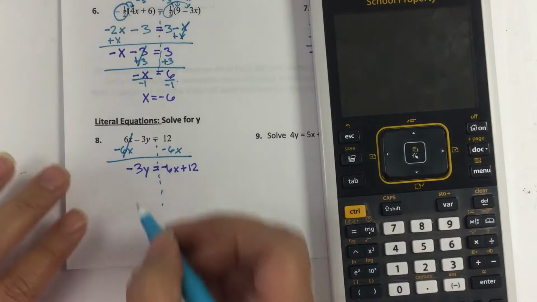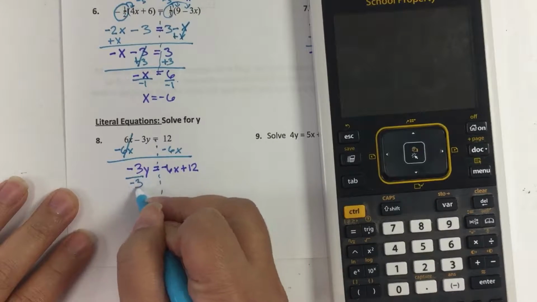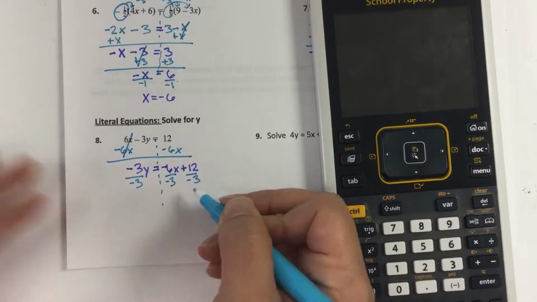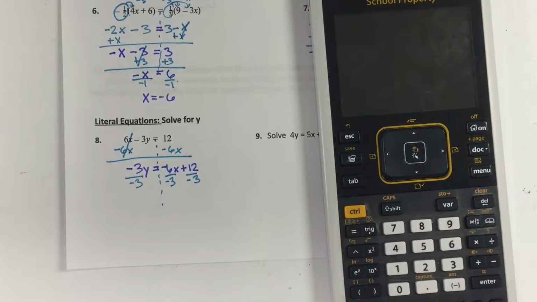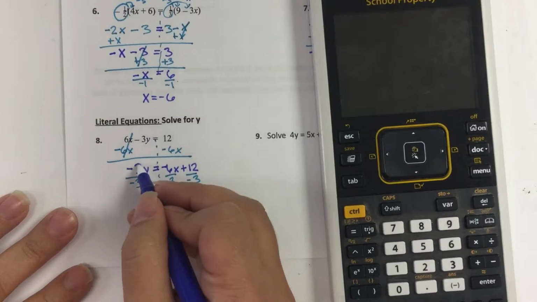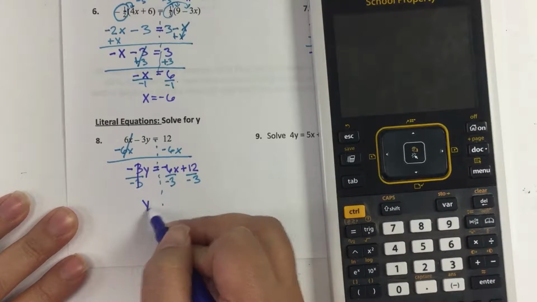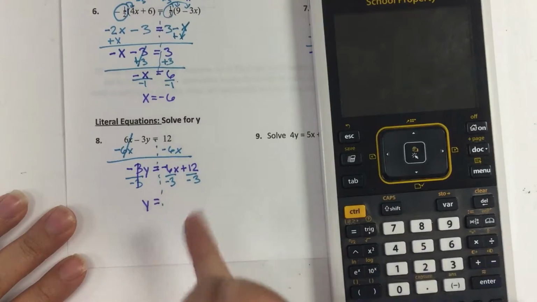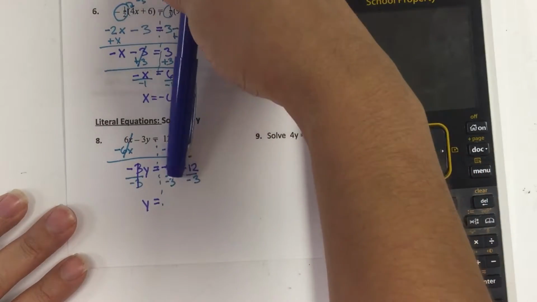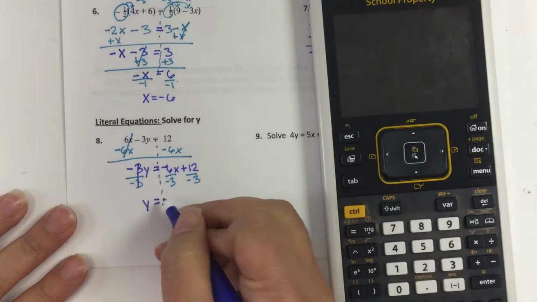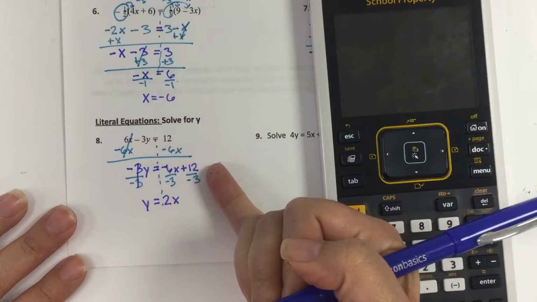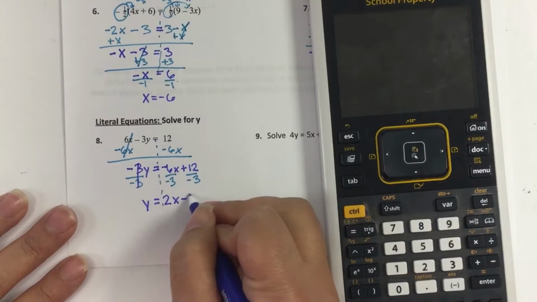After that, divide everything by that negative 3. We're dividing by negative 3 because that's what's in front of the y. Everything gets divided. So here my negative 3 is reduced out to a 1, so I have a 1y equals negative 6x divided by negative 3. Okay, if you use your calculator, it's negative 6 divided by negative 3, which is a positive 2, keep the x. And then 12 divided by negative 3 is a negative 4.